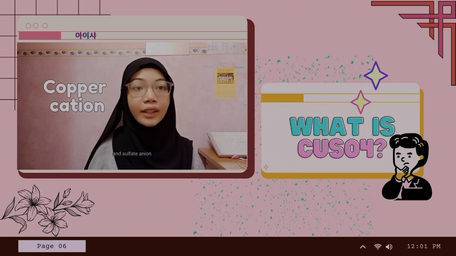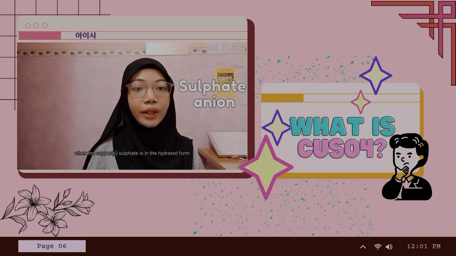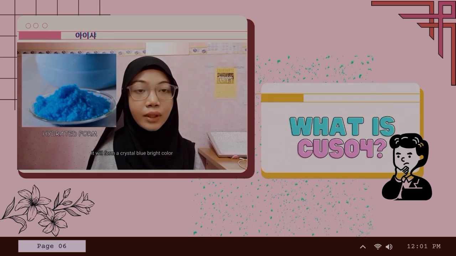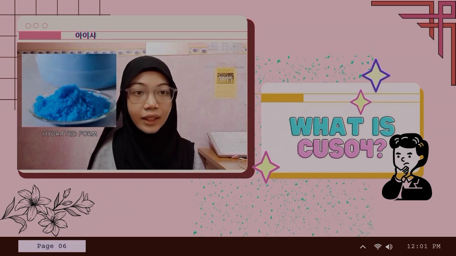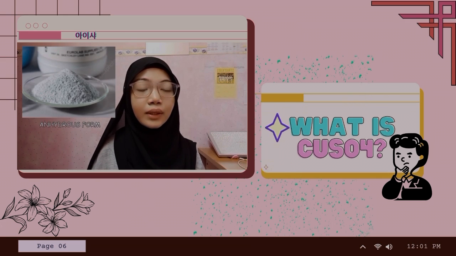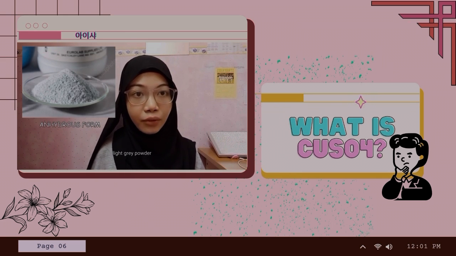CuSO4 consists of an ionic bond between copper cation and sulfate anion. When the copper sulfate is in the hydrated form, it will form a crystal blue light color, while in the anhydrous form, it will form light grey powder.